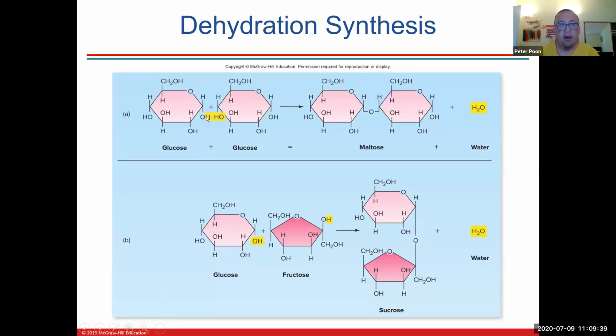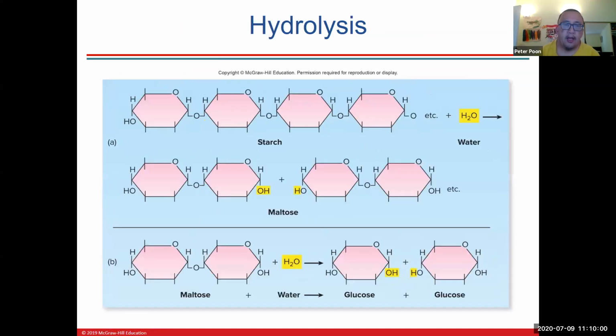So I remove water to connect these two together. Dehydration, removal of water; synthesis, put together. So this is dehydration synthesis. This is hydrolysis. I take that, I attach it to that to get water, and I end up taking this bond and attaching it to the other side of the O there. Dehydration synthesis. Oh, sorry, hydrolysis.